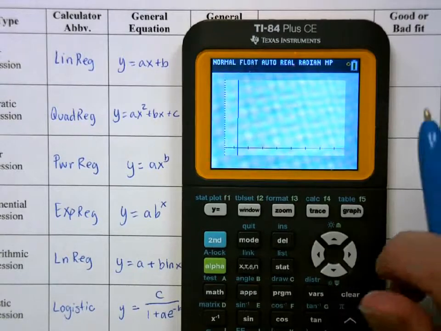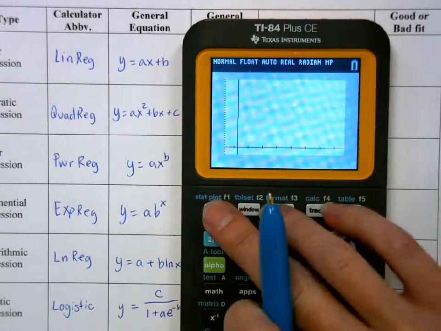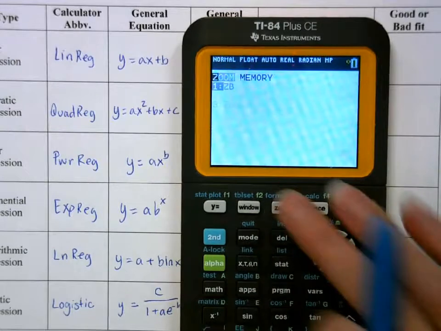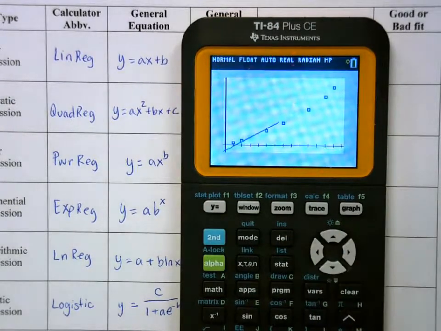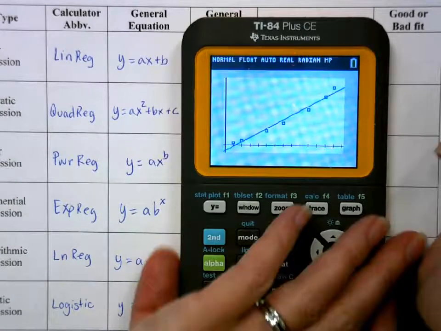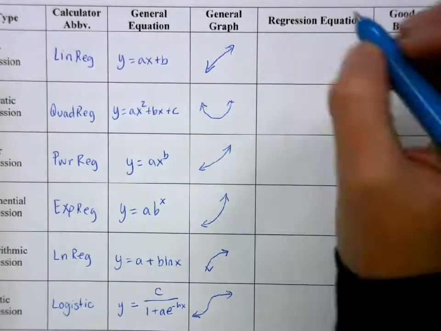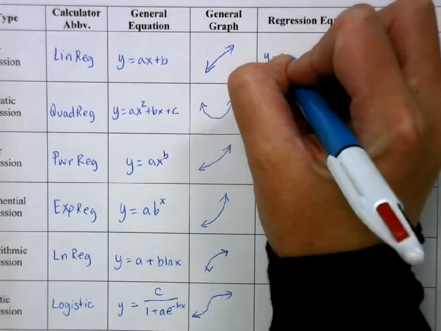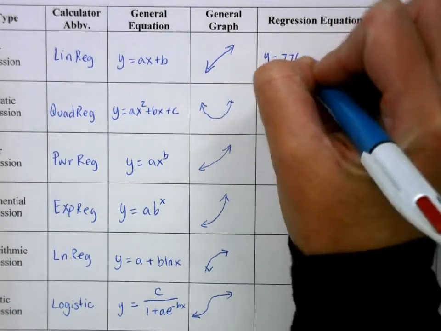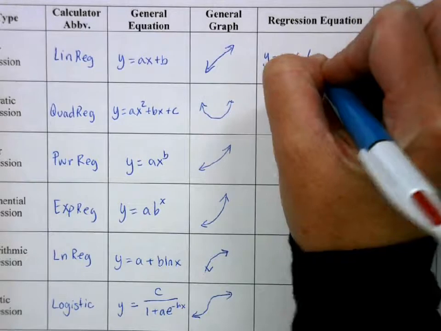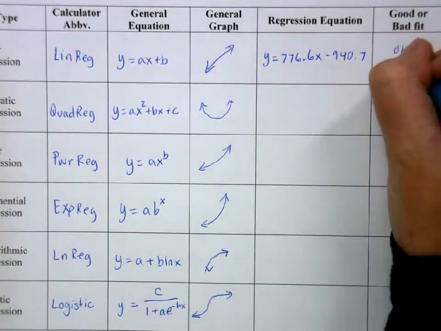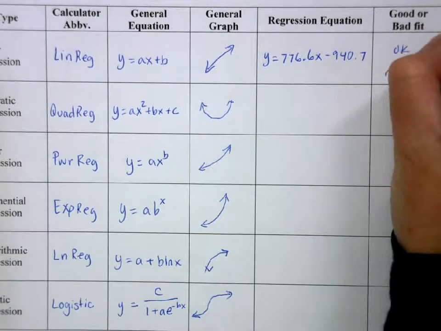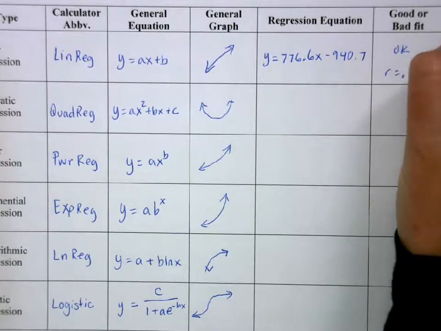sorry, we need to do a zoom stat. Okay, it's not bad. It's an okay fit. The regression equation, 776.6x minus 940.7. And I'd say it's an okay fit. The R is 0.98 or so.